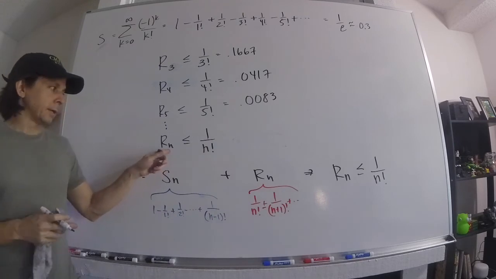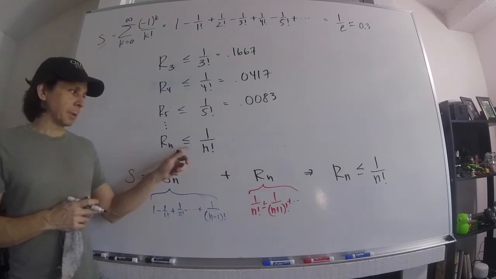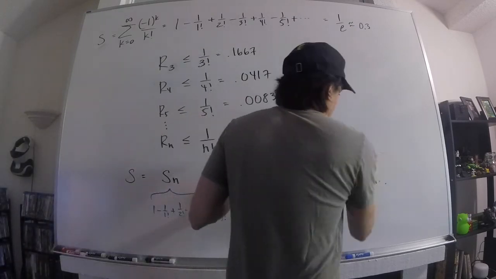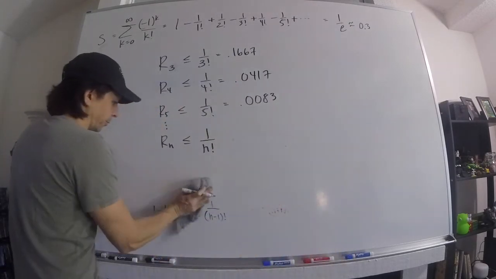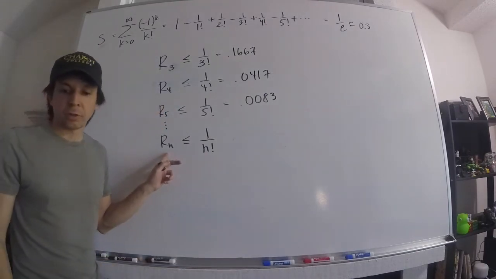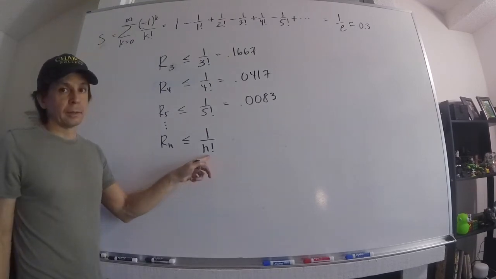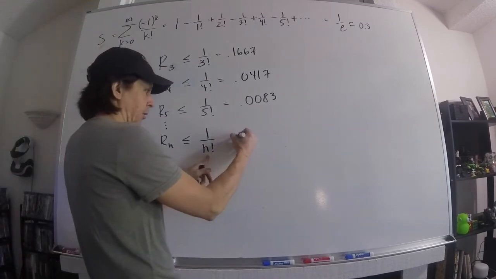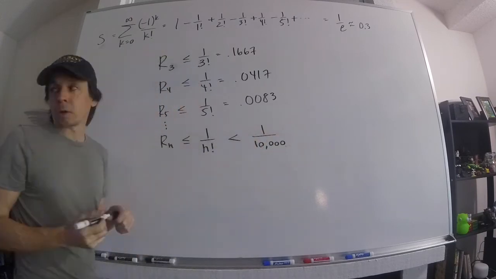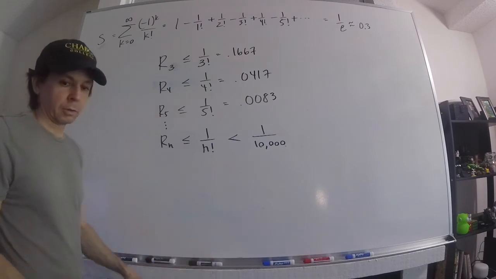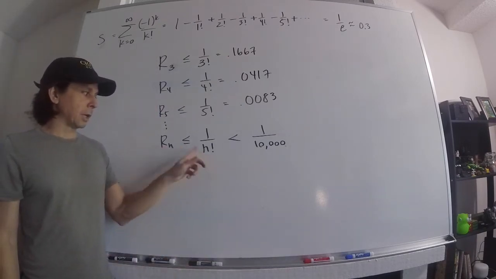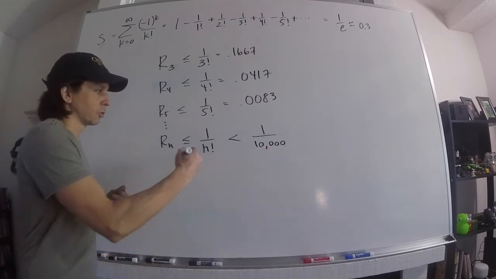For a generic n, I know my remainder term is going to be less than 1 over n factorial. And now here's where I'm going to actually use the specification given in the problem. I want this to be less than 1/10,000. So I'll just find the n that'll make this less than 1/10,000. That's 10 to the negative 4, by the way. I think you're good on that, hopefully. Okay, anyway. I know that this is always less than that, and I want this to be less than that, so I just look for this.